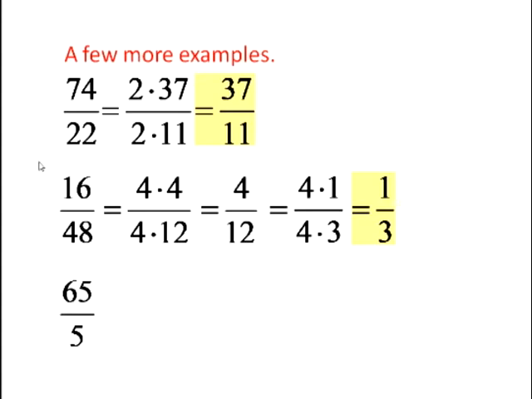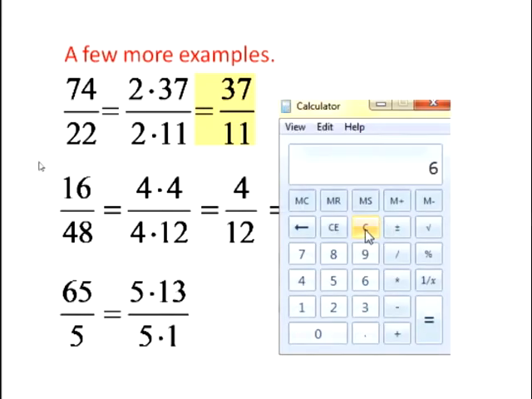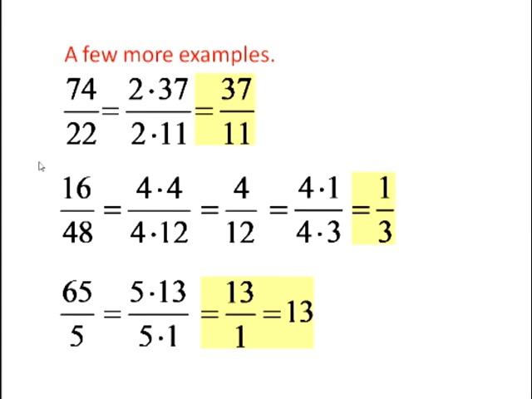All right, finally we have 65 over 5. So 65 over 5, they both end in 5, so I know they have a factor of 5. When I divide 65 by 5, I get 13. And 5 is obviously 5 times 1. Cancel out the 5s. I get 13 over 1, which is 13.